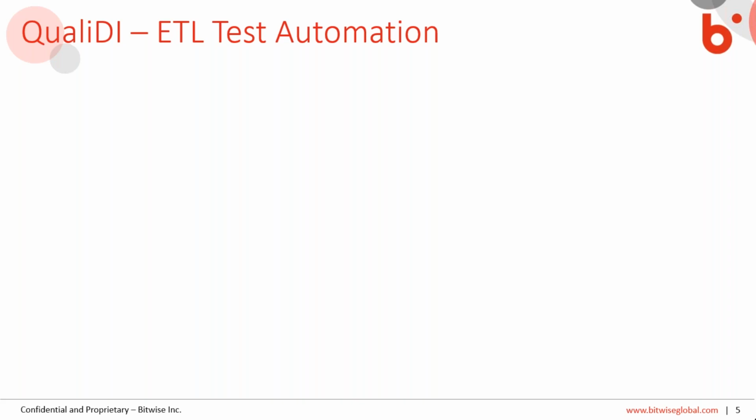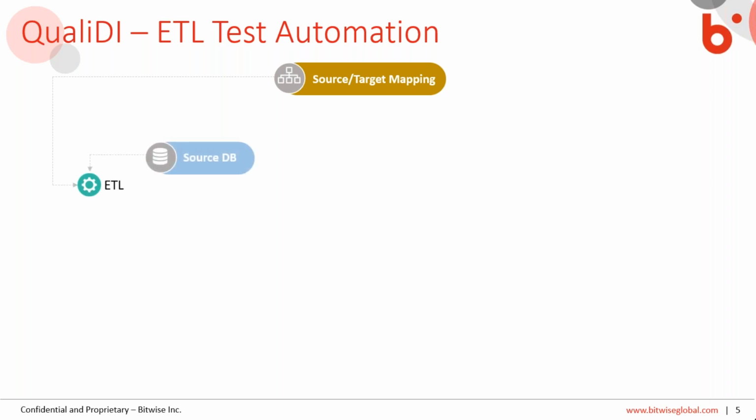Let us move forward to understand how QualiDI ETL test automation can help us with these challenges. To begin with, let us see the general ETL process. In any ETL, the source target mapping, in other words, a requirement document, is used to develop ETL graphs. Now, ETL will fetch data from the source and apply transformation to load the target.